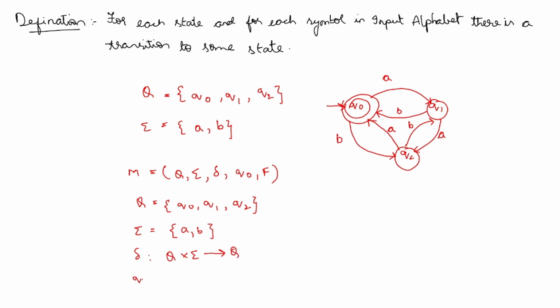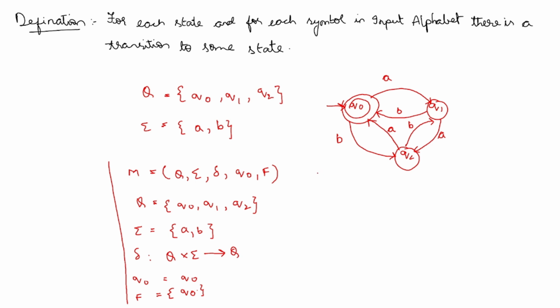Next is Q0, which is our initial state. Our initial state here is Q0 itself. And F is the set of final states. We have only one final state in the diagram, that is also Q0. So these 5 tuples represent the formal definition for this diagram.